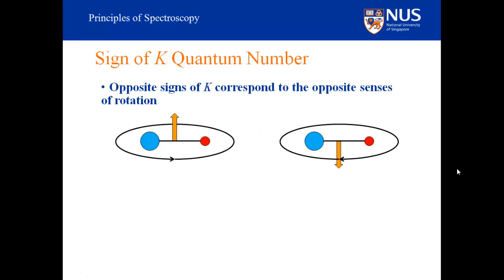Well, what do the different signs of K refer to? The signs of the K quantum number arise because the molecule could be rotating clockwise or anti-clockwise. Of course, if the rotational axis is perpendicular to the principal axis, as we have here, then both pictures are describing the same rotation.